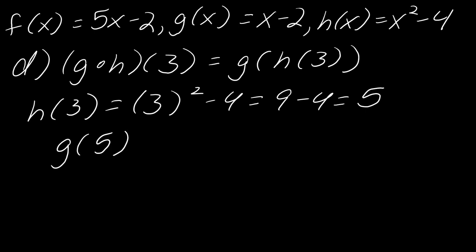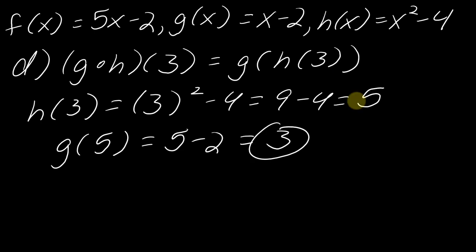In some ways, I actually think this is a little bit easier if you have a number. So now I just have to evaluate what is g of 5, and that's going to be 5 minus 2, so that will equal 3, and that would be the final answer in that case. So if we have numbers, like I said, I think it's a little easier to do.